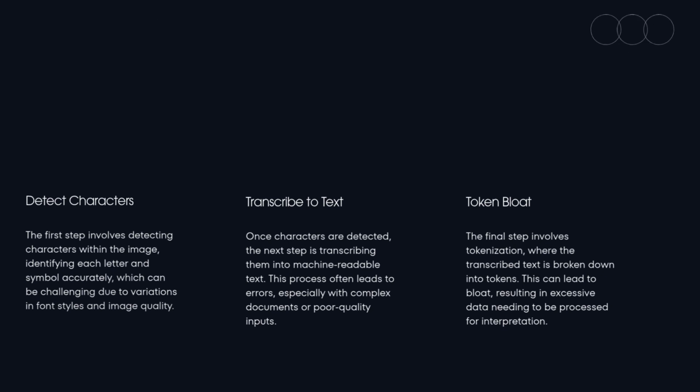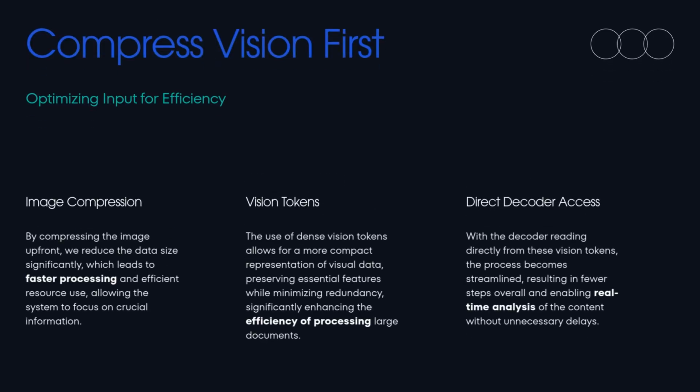Okay, but DeepSeek flips that script completely, right? They don't rush to transcribe. Precisely. They compress the visual input first. The document image itself gets squeezed down into a really small set of highly dense vision tokens. These are latent vectors, basically. Right. And then the decoder, the language model part, just learns to read the text directly from these compact visual codes. Skips the middleman, the text transcription step.